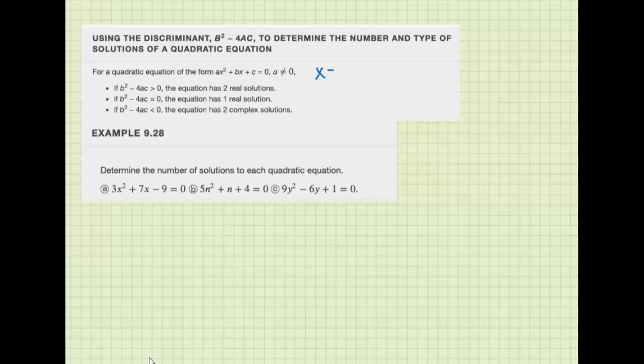If I have my equation, negative b plus or minus the square root of b squared minus 4ac, over 2a, this number inside the square root determines the type of solution that you have. So the b squared minus 4ac is called the discriminant. It basically determines what kind of solution, how many and what type, right?